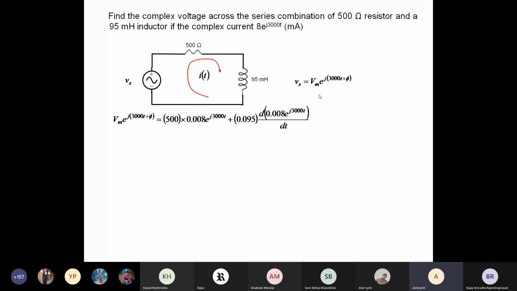See, Vs equals Ri plus L di dt. You have to be very careful about the units. R is 500 ohms. Current is in milliampere, so 8 into e to the power j... will be multiplied by 10 to the power minus 3. So 2.3 ampere current, 2.3 volt. So Vm is equal to 4565. Yes, sir.